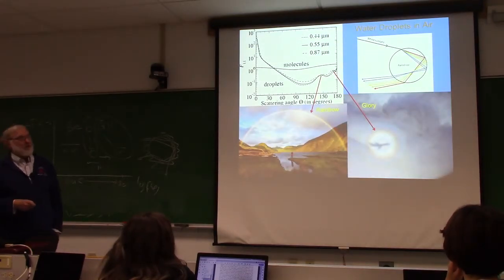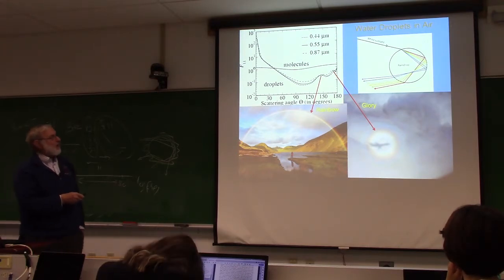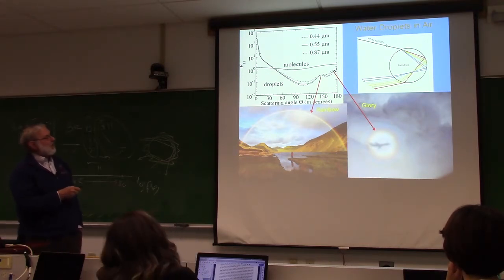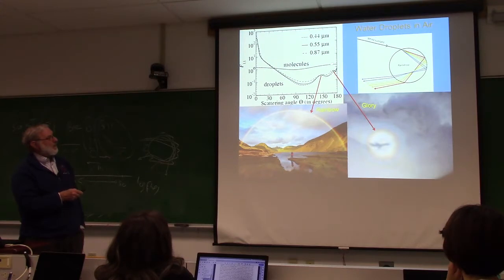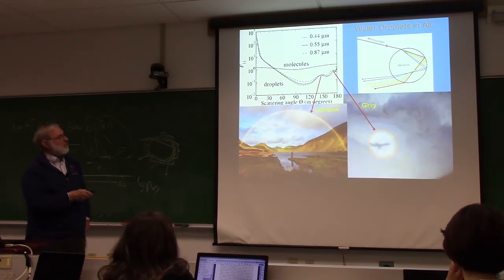Here's some water droplets in air. We looked at air droplets in water. This is the opposite. So here's molecular scattering like from the water, then the water itself, then here's the water droplets in air. And notice there's a very high peak here. That's due to diffraction around the water droplets. And there's also 3 different wavelengths shown here.